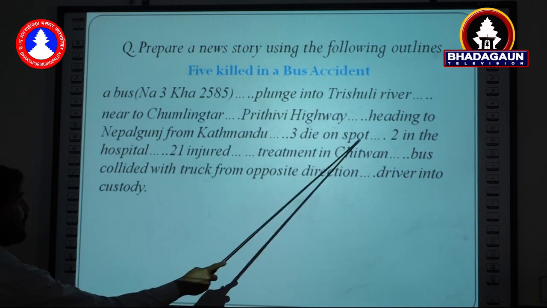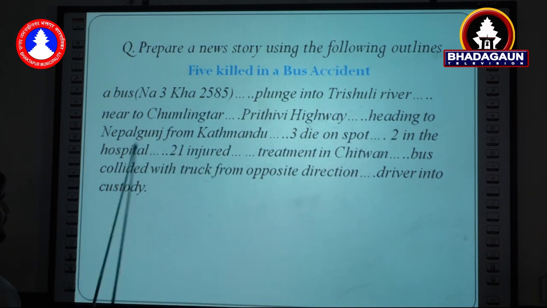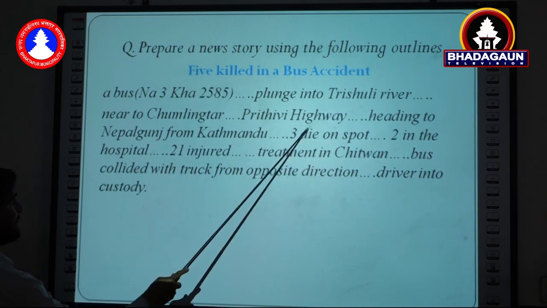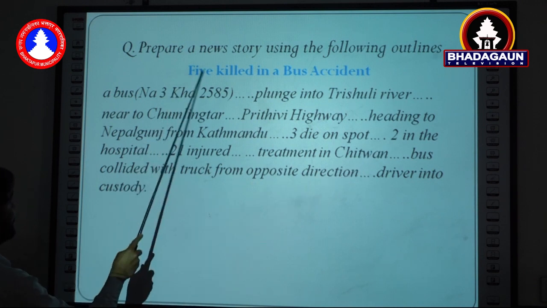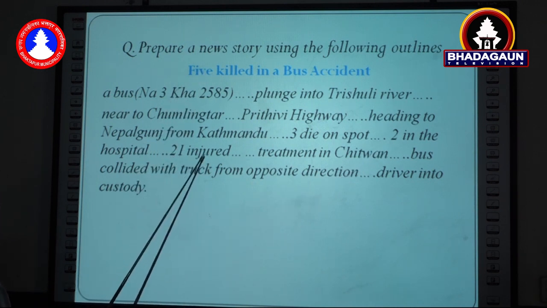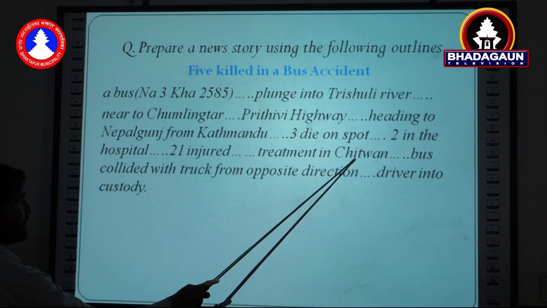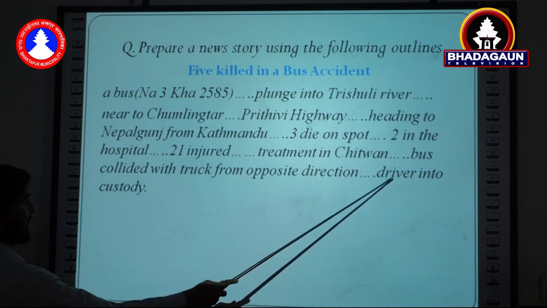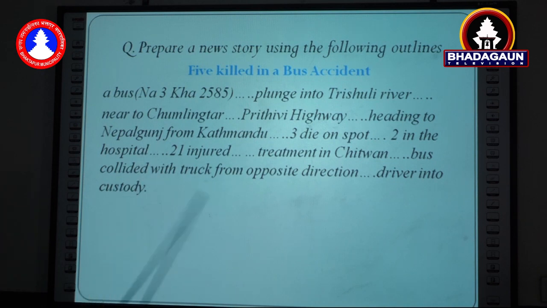3 died on the spot, 2 in the hospital. It means 3 plus 2, total 5 people, right? 5 killed. 3 died on the spot, 2 in hospital, means total 5. 21 injured, treatment in Chitwan. Bus collided with a truck from the opposite direction, driver in custody. These are the clues. On the basis of the clues, now you have to answer the questions of 5W.